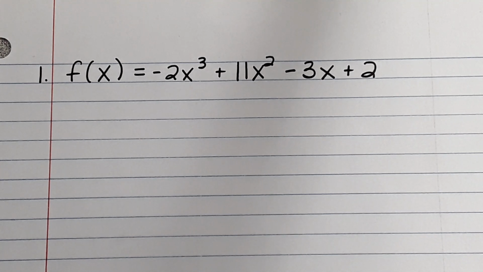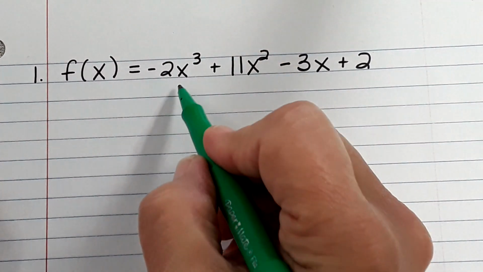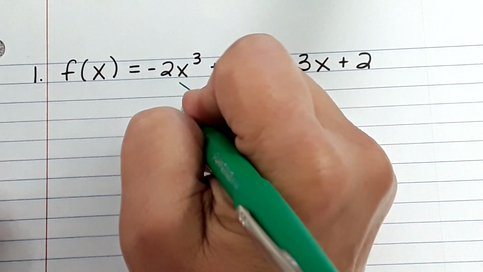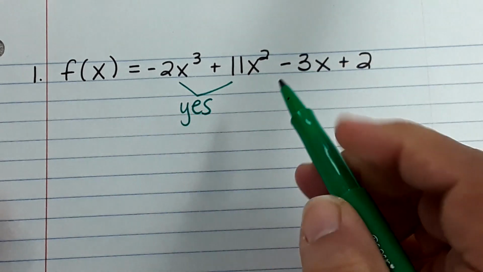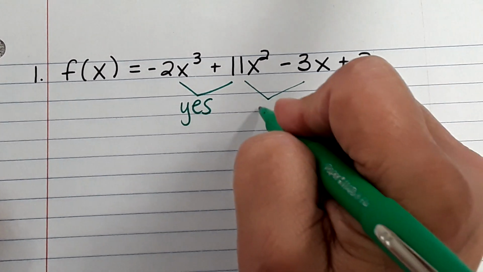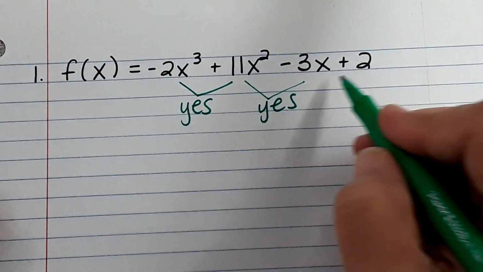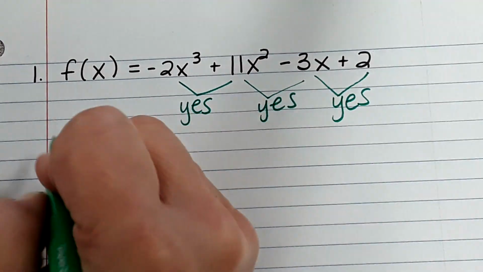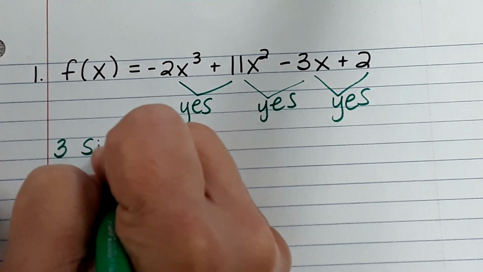So this question asked how many positive real zeros, negative zeros, imaginary? To find your positive zeros, the first thing we're going to do is look at the sign changes. From here to here, are there sign changes? It goes from a negative to a positive, so this is a yes. Is there a sign change between 11 and negative 3? Is there a sign change between negative 3x and 2? So that means we have 3 sign changes.